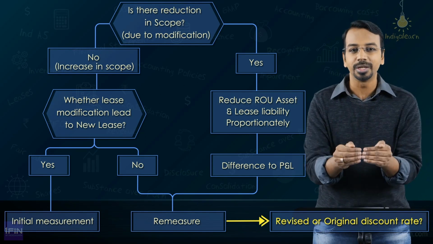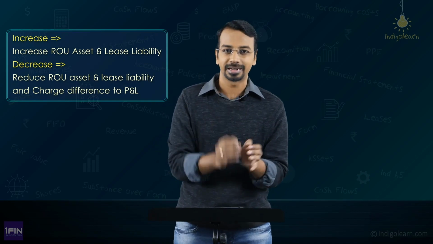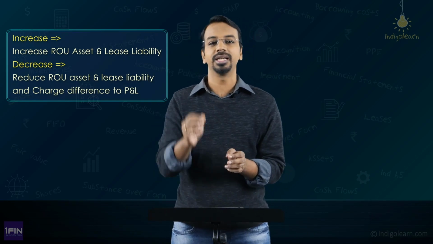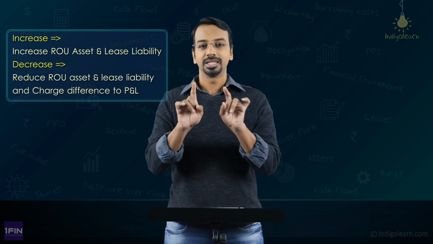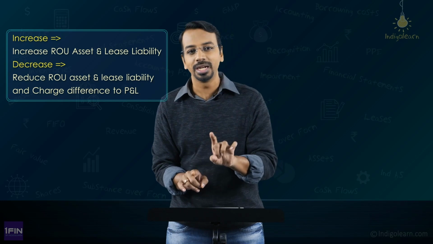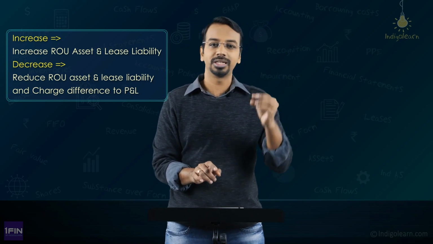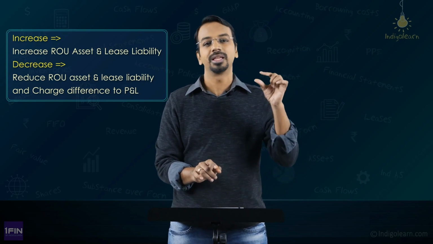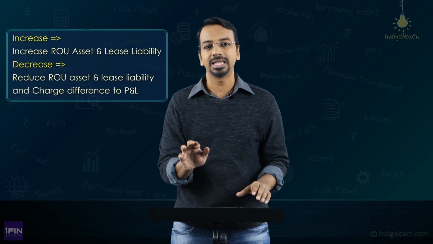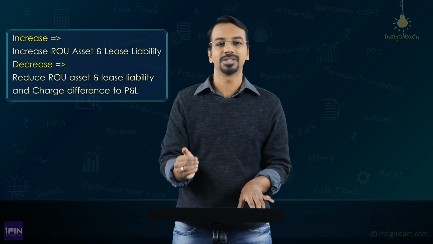Now, whenever there is a remeasurement, what should be the accounting entry? The accounting entry would be, if there is an increase in liability, there will be a corresponding increase in right of use asset. If there is a decrease in liability, there is a corresponding decrease in right of use asset. Nothing will go to P&L. The amount that will go to P&L is only for the reduction in scope of lease. Okay, if at all there is any difference which arises when you reduce the right of use asset and the lease liability, that will go to P&L. Other than that, all the adjustments will be done in the lease liability and the right of use asset only.